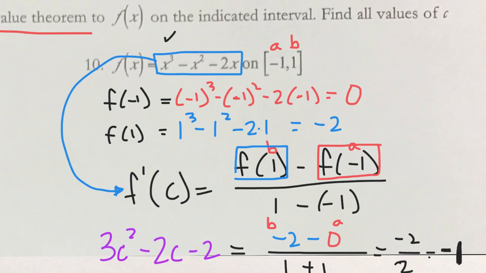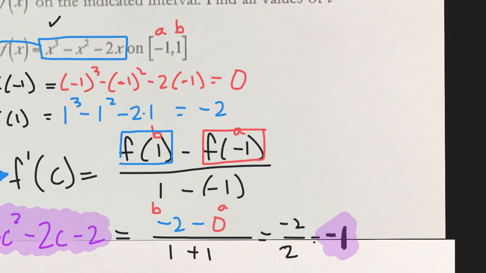So now I want to solve this equation, 3c squared minus 2c minus 2 equals -1. Okay, that is my job now, is to solve that equation for c, and I'm only going to pick the answer that's going to be in my interval from -1 to 1. So maybe I'm going to get a 3 as an answer. That would not be viable because that's not in my interval. I'm looking just at the interval from -1 to 1. Okay, so let's come over here and solve this.